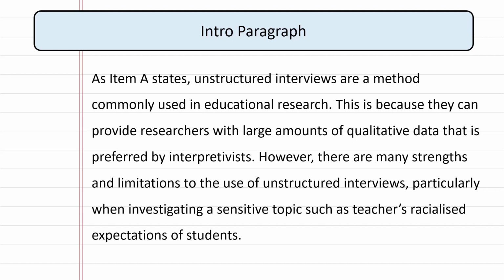As you can see here, I've put as item states, unstructured interviews are a method commonly used in educational research. This is because they can provide researchers with large amounts of qualitative data that is preferred by interpretivists. So I'm starting to get a little bit of theoretical knowledge in here. This is very general to the method. Nothing really talking about the context at the moment. However, there are many strengths and limitations of the use of unstructured interviews, particularly when investigating a sensitive topic, such as teachers' racialized expectations of students.